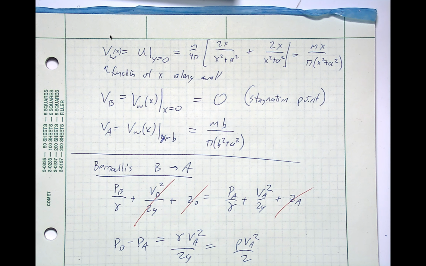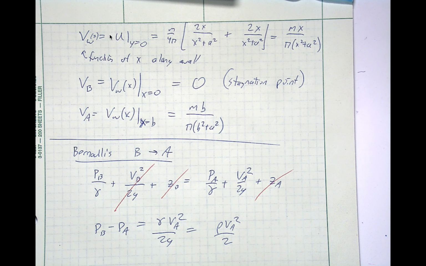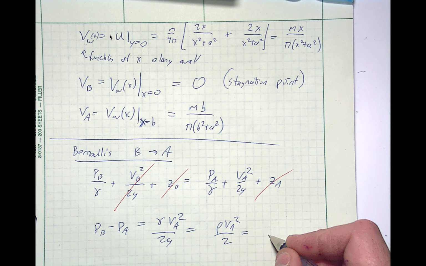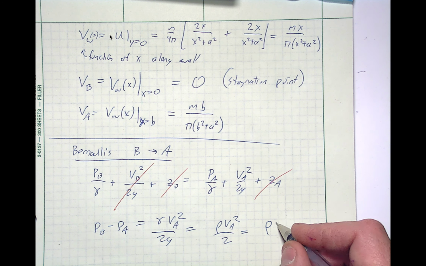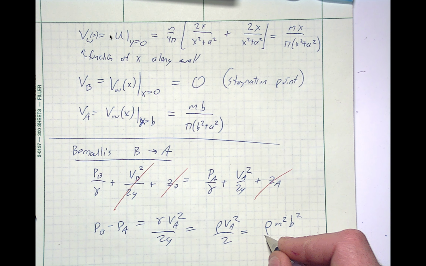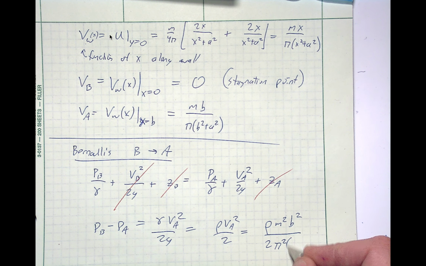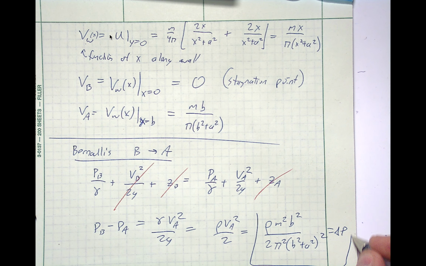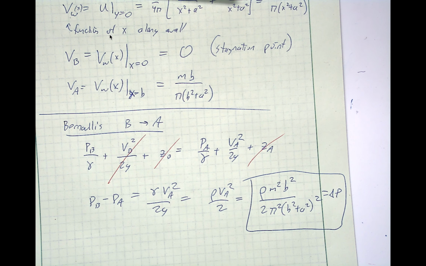And I don't know, let's just leave it at that. We can plug in density: rho m squared b squared over 2 pi squared times b squared plus a squared, quantity squared. How does that work? Satisfying answer.